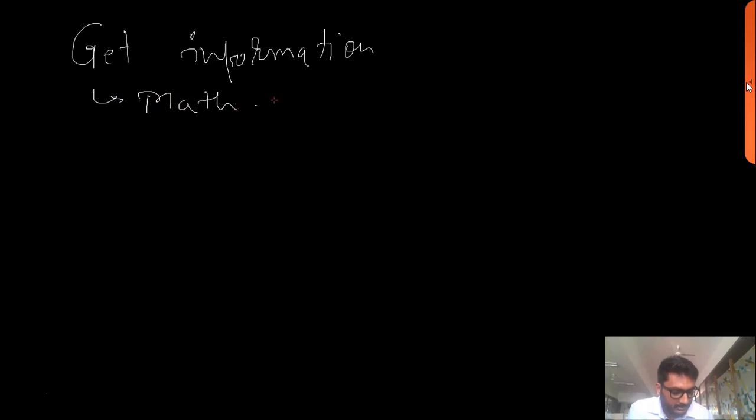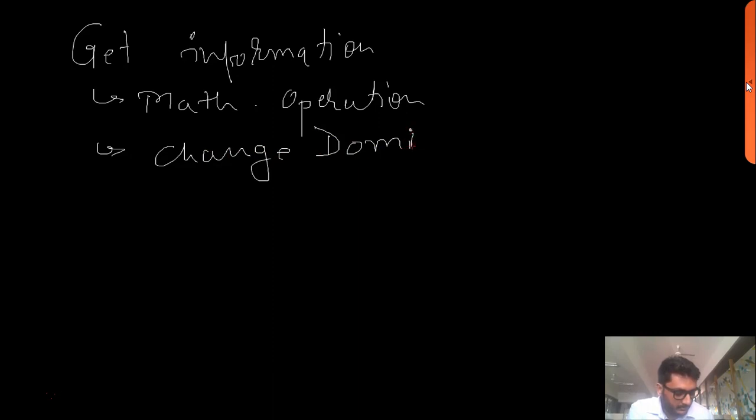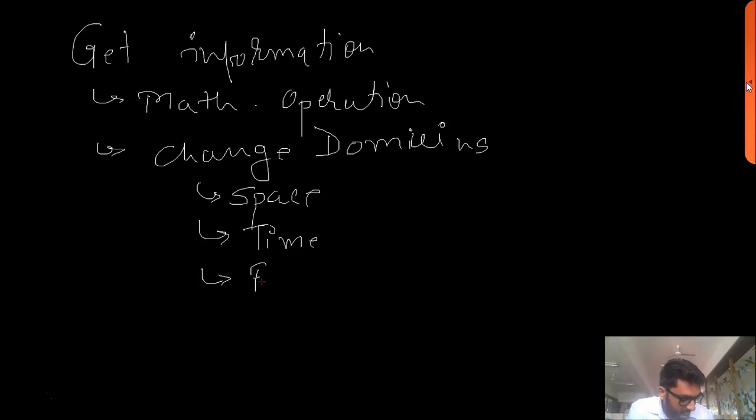To get the information, either we do a mathematical operation or we change domains. Right? Here we saw the space domain and the time domain. There is one more domain, that is the frequency domain.